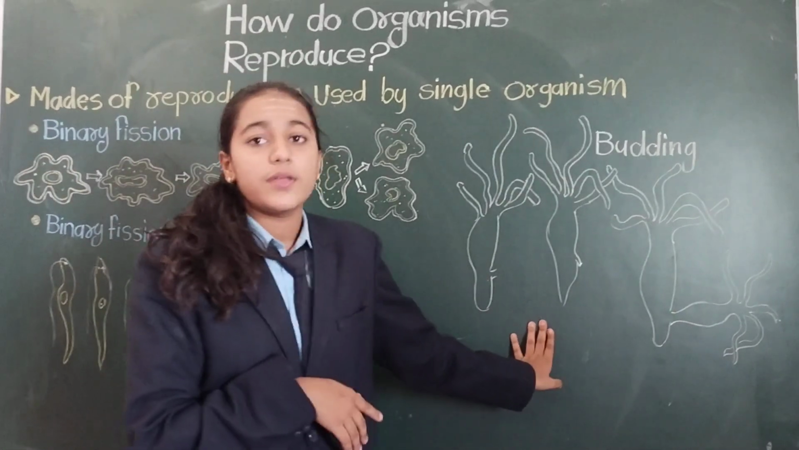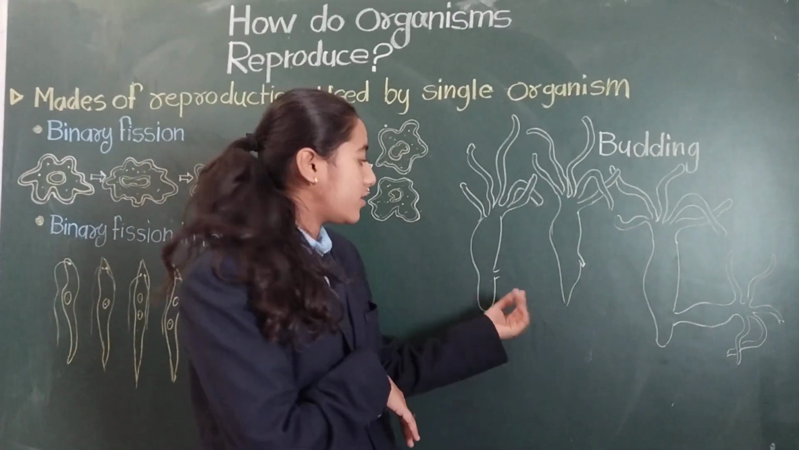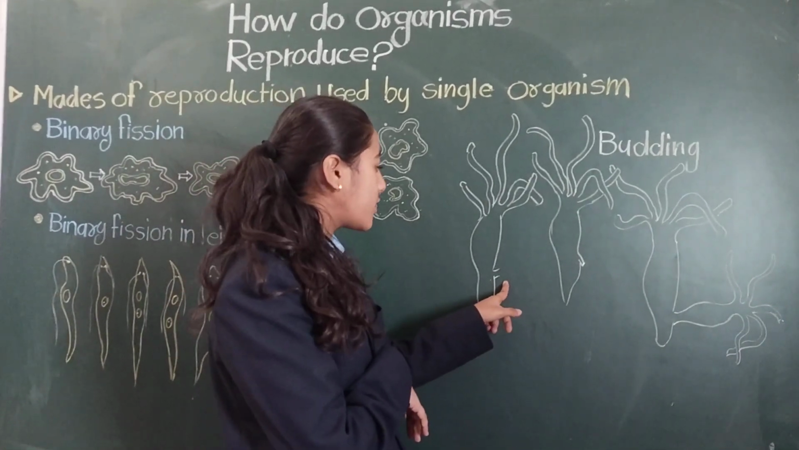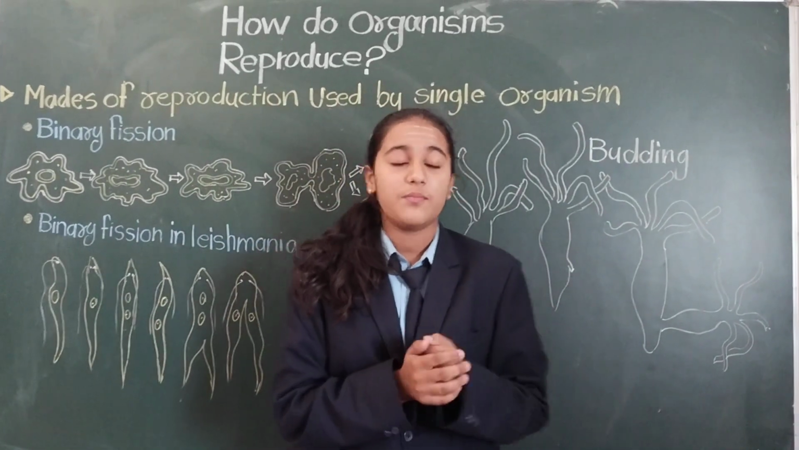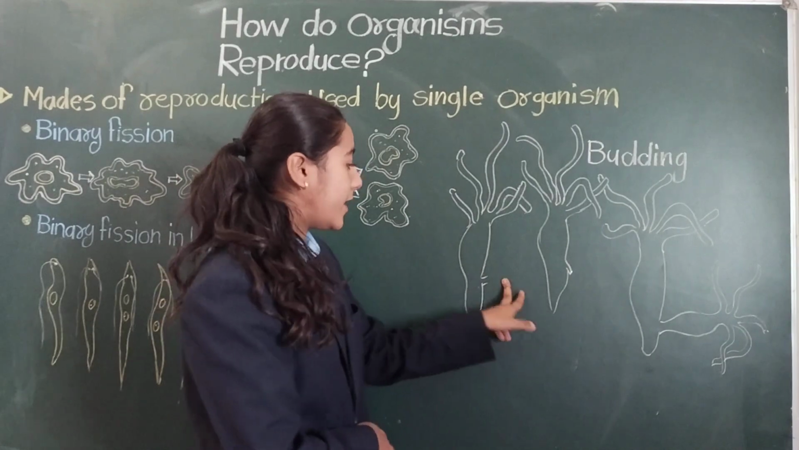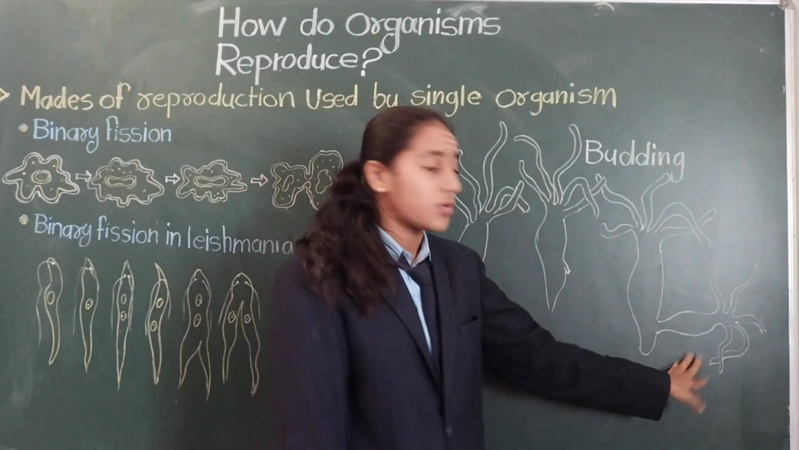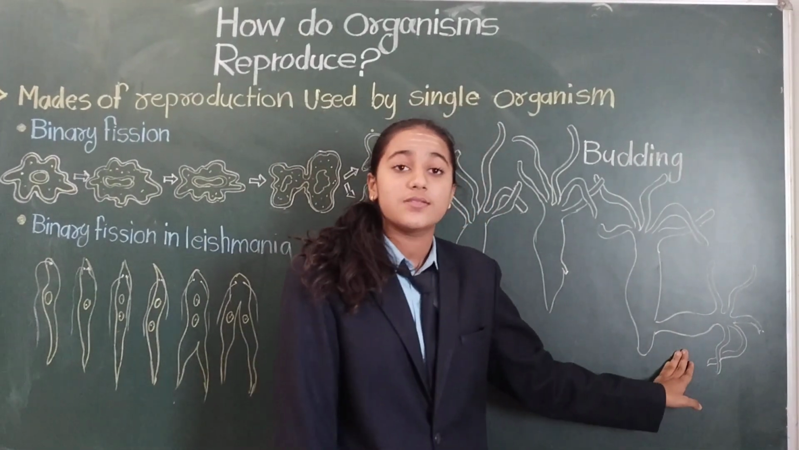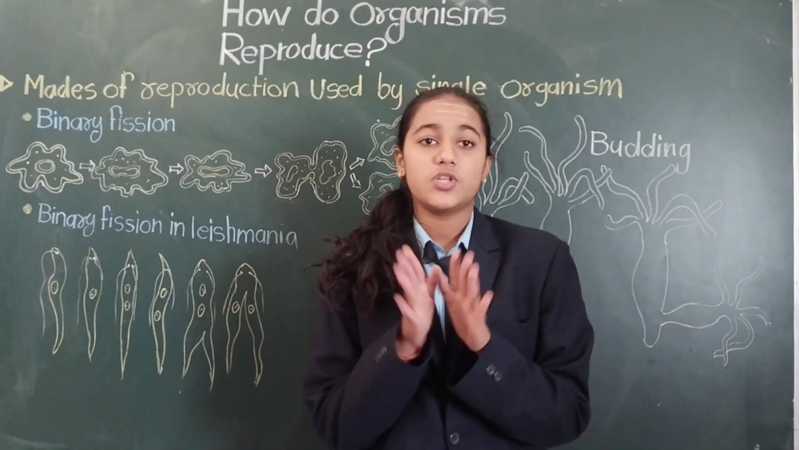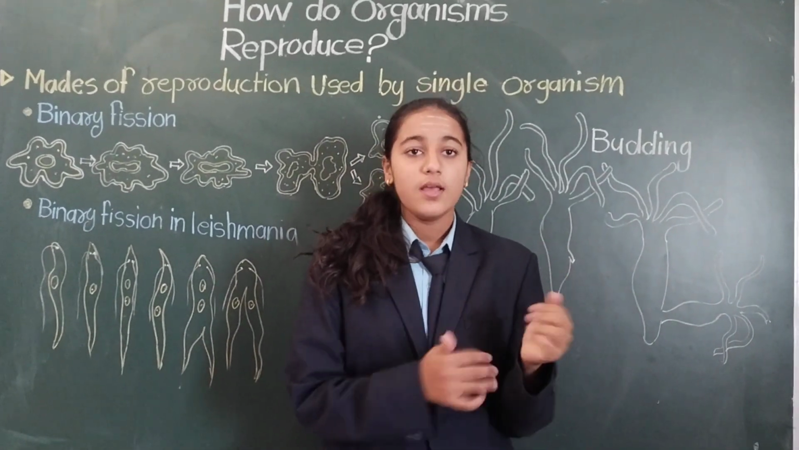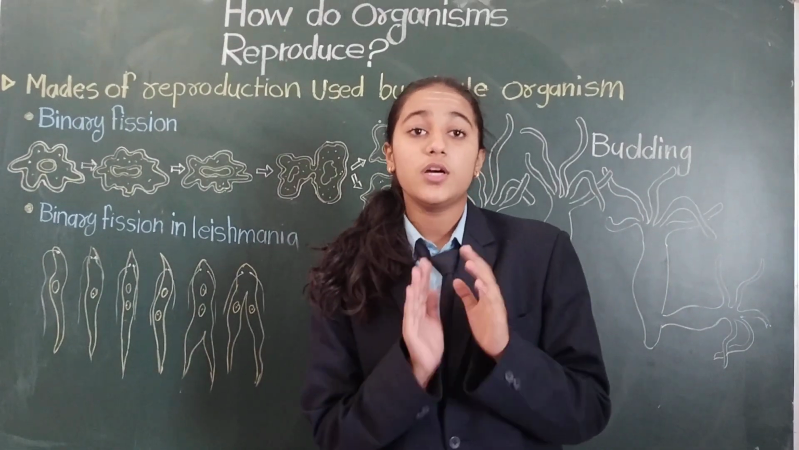Budding is very common in Hydra and yeast. On the Hydra, an outer growth like a bud can be seen, which takes food through the tentacles of the Hydra and grows. When the bud is completely grown, it detaches itself from the Hydra and grows into a new organism. That is how asexual reproduction by budding takes place. Now these were the modes of asexual reproduction.